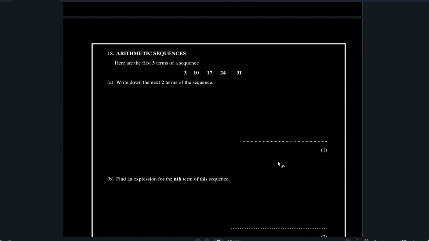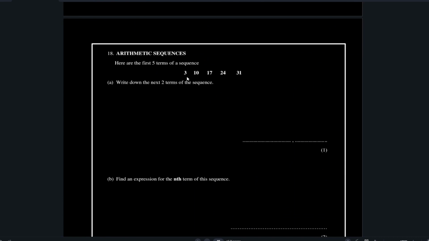It will enable you to understand arithmetic sequences. Here are the first 5 terms of a sequence. Write down the next 2 terms of the sequence. For you to write the next 2, what do you need to know? You need to understand the pattern that is being followed here.